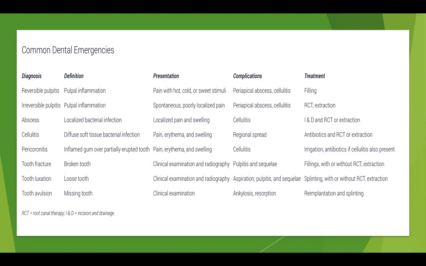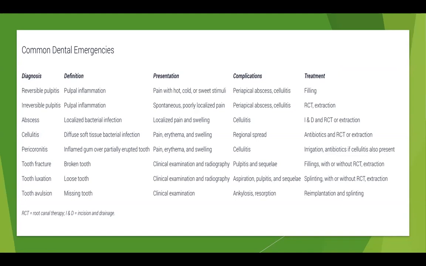For pericoronitis, it's inflamed gum over a partially erupted tooth, mainly wisdom teeth. It can cause a lot of pain, more than we can actually expect in the patient. So do take it seriously and try to do irrigation, antibiotics if cellulitis is present, or have them perform the extraction if it's needed. So it depends really on what you see on the x-ray and the patient's condition.